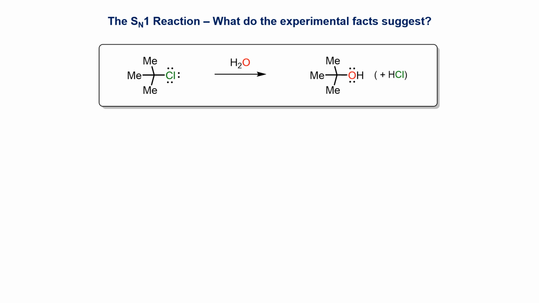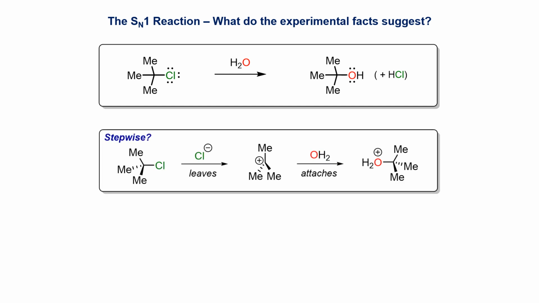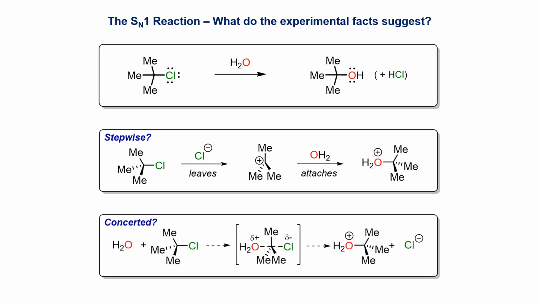A stepwise process through an intermediate, or a concerted process in which everything happens at once. The stepwise pathway, in which the leaving group breaks off first, agrees with all of the evidence, including the unimolecular rate determining step and the stereochemical outcome. The concerted pathway does not match the evidence because the rate determining step would be bimolecular, and that reaction should result in only a stereochemically inverted outcome.